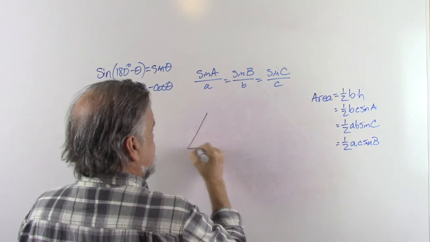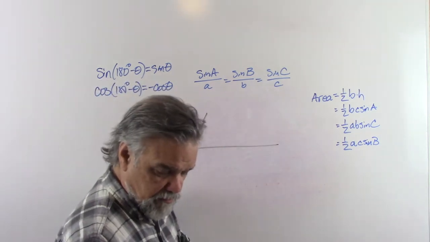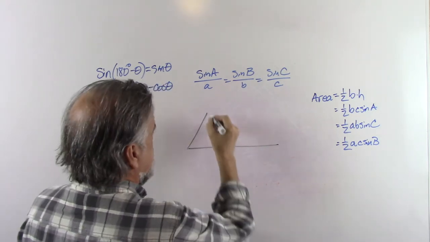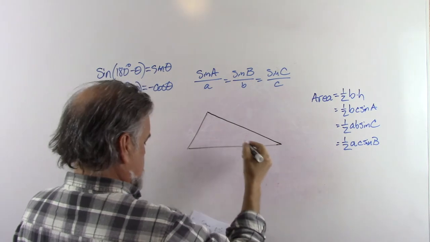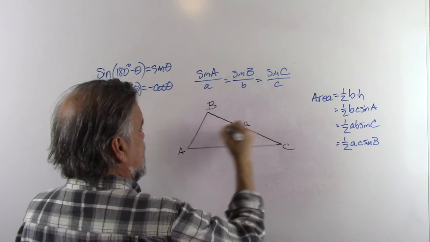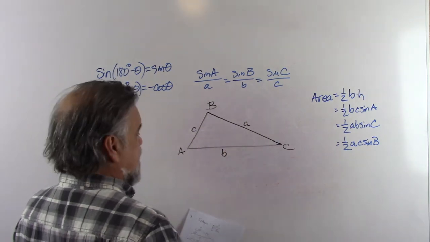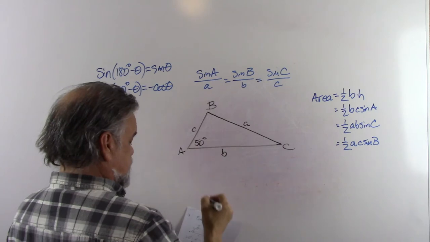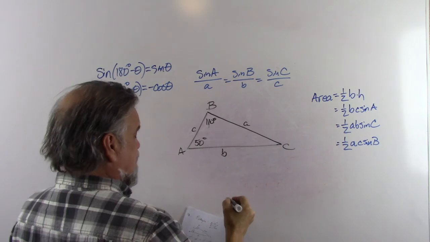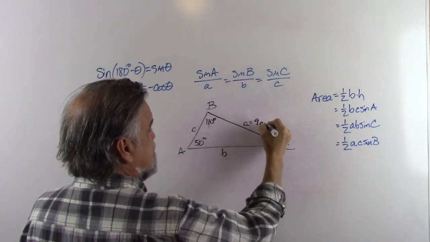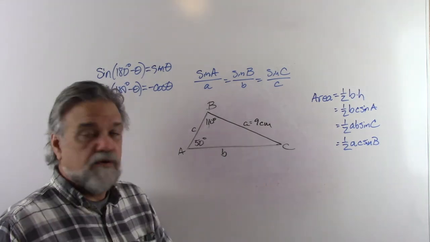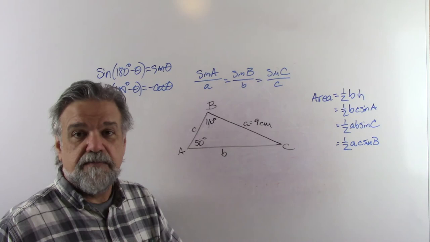Let's say I've got a triangle. I've got a triangle here, and this will be A, B, C, and sides a, c, and b. What I know is that angle A is 50 degrees, and angle B is 110 degrees, and that side a is going to be 9 centimeters. And so what I want to know is, what's angle C, what's side c, and what's side b?